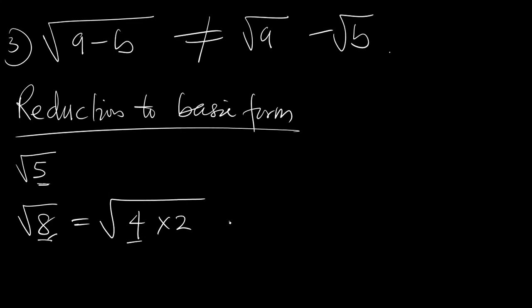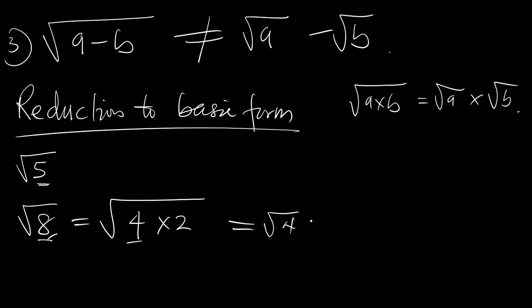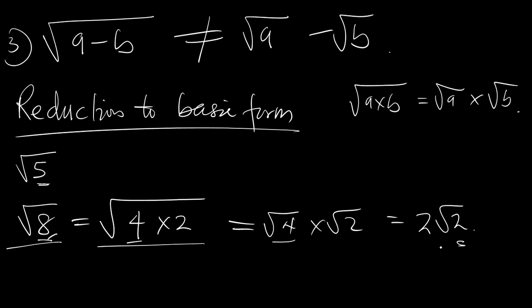So now, applying the rules of surd, where you say the square root of a times b is equal to the square root of a times the square root of what? b. So that means the square root of 4 times the square root of 2 will be equal to this. Now the square root of 4 is what? 2. Now the whole of this thing will now be 2 root 2. Now we have reduced this surd into its basic form.